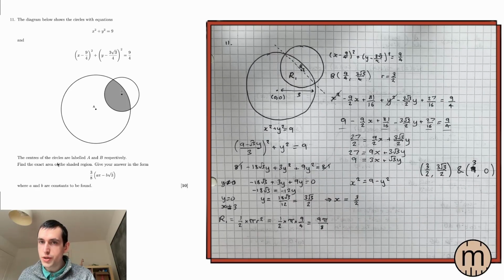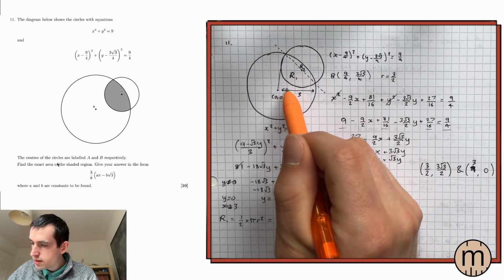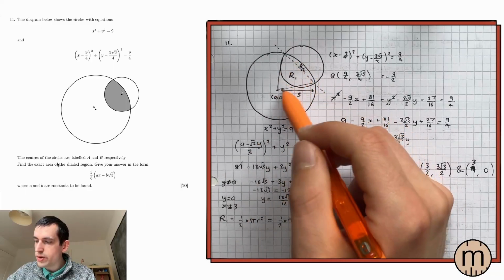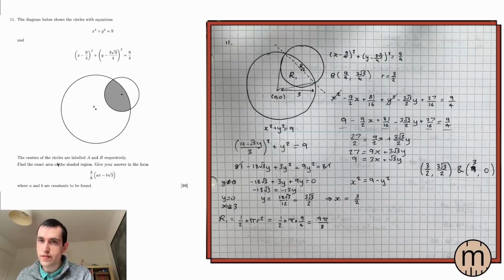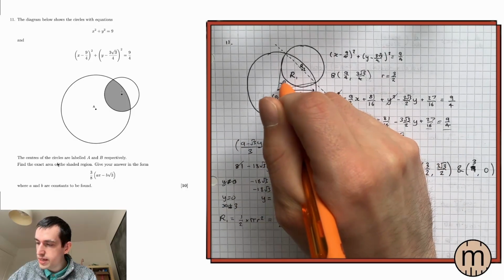For region R2, we're going to be needing to do something to do with sectors. So this time, we're looking at this sector here for R2, and then we want to take away the triangle in there. That's going to give us the segment, that's going to give us the final answer. What we don't have yet is this angle in here.